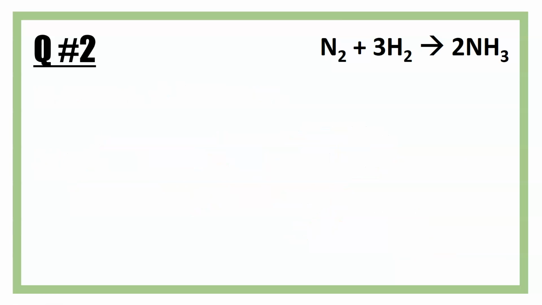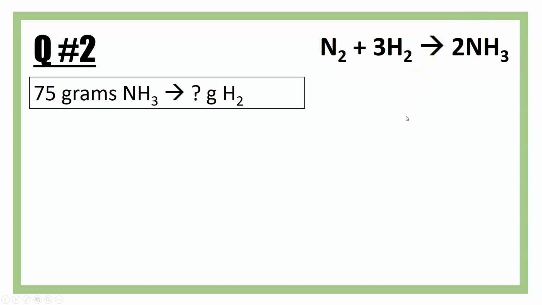All right, question number 2. Let's use the same equation, but this time I'm going to tell you that you made 75 grams of NH3, and I want to know how many grams of hydrogen did you have to start with. So let's write out our pathway. You see if you can write your pathway first. You're going to start with grams of A, and you're trying to get all the way to grams of B.